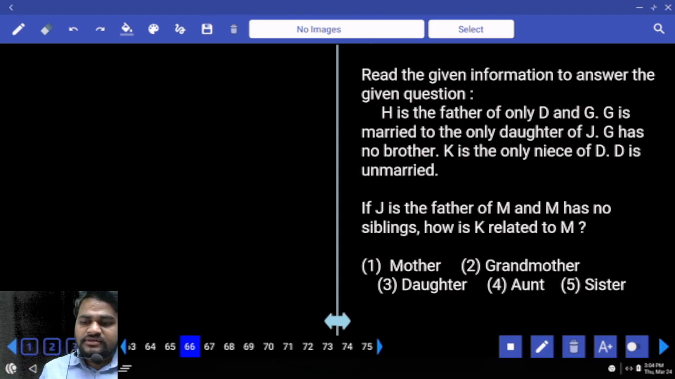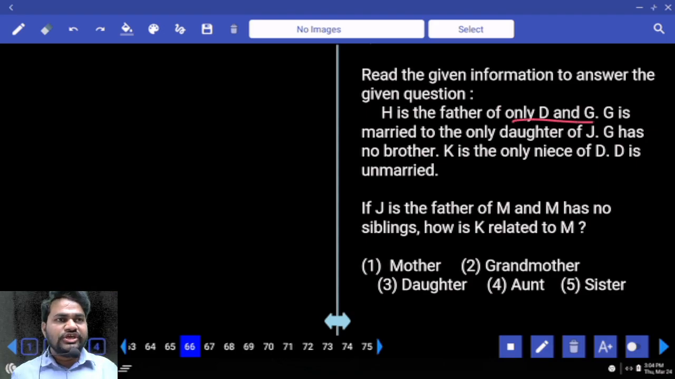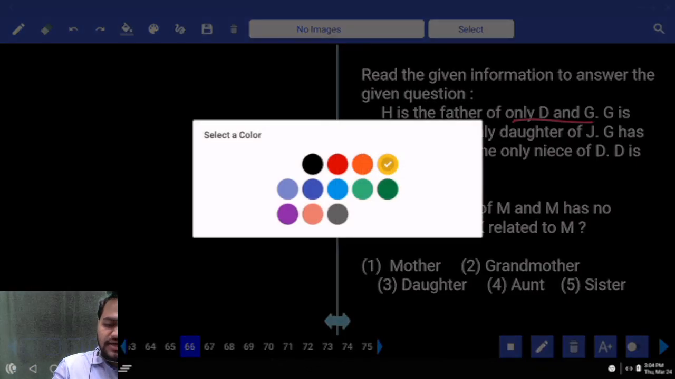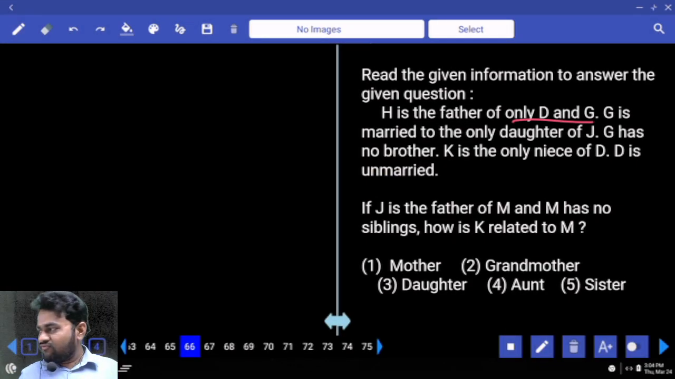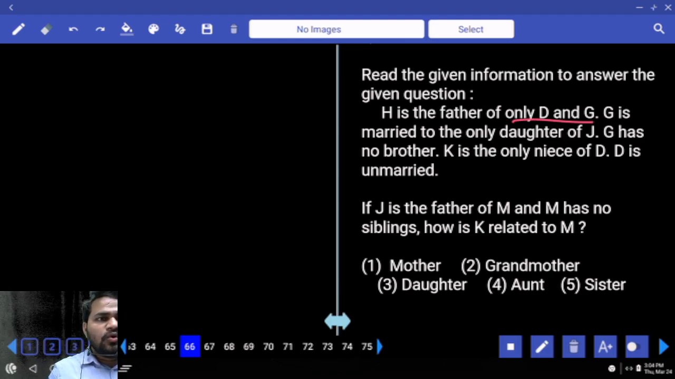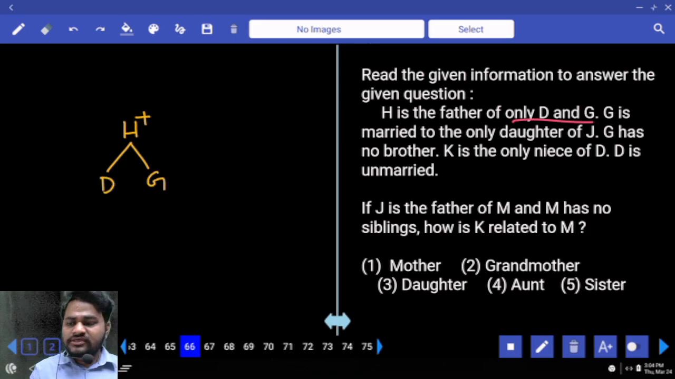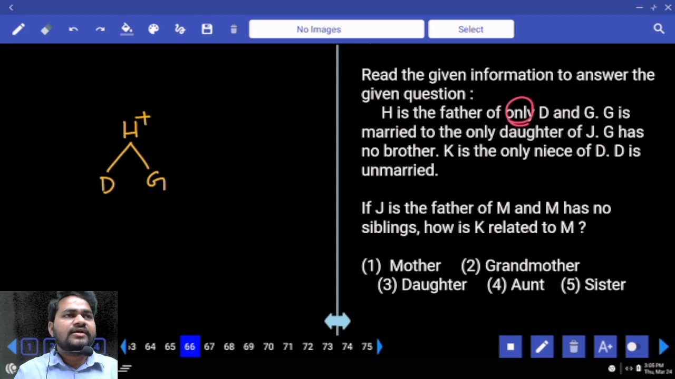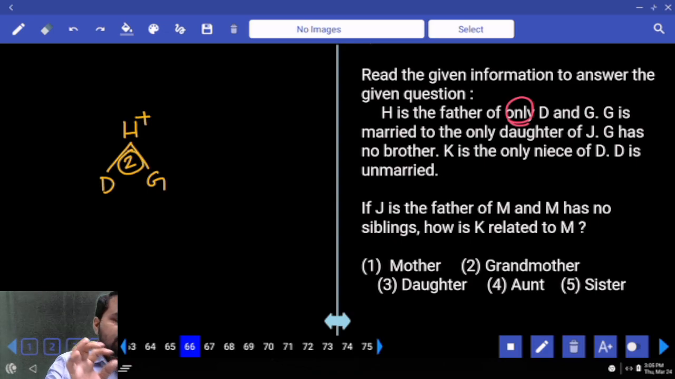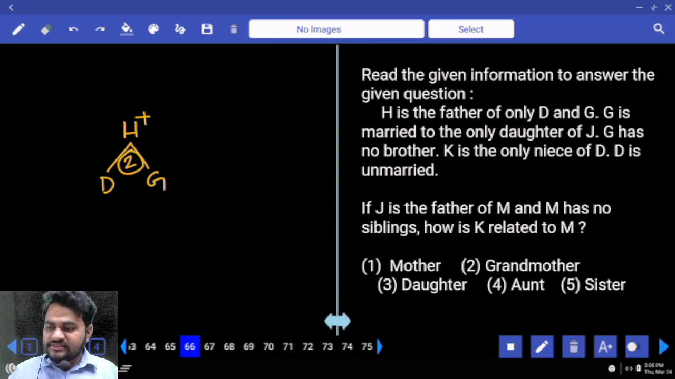H is the father of only D and G, which means the word only denotes that H has only two children. Only two children.